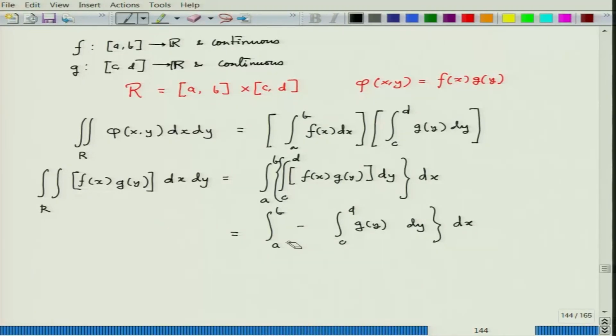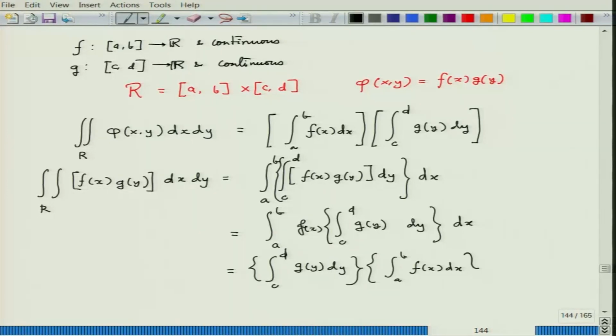So f(x) goes out of the integration, because f(x) is constant here. Now the integral from c to d of g(y) dy exists and is finite, because it is a continuous function, so the Riemann integral exists. So now this is just a number, and I can take it out. It will become the integral from c to d of g(y) dy into the integral from a to b of f(x) dx.